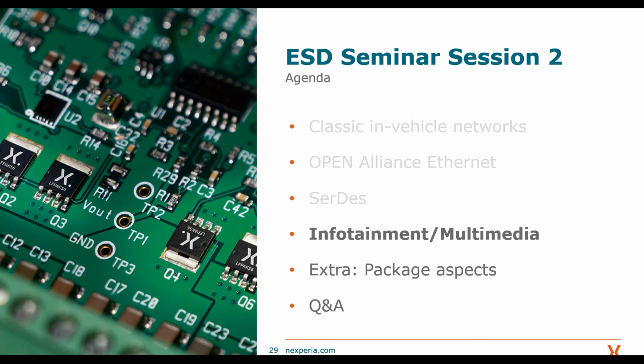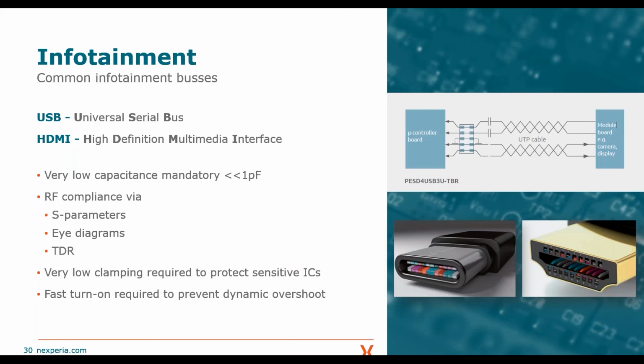Yeah, thanks, Andreas. So moving on then to the highest speed lines we have. So talking about 10 gigabits per second, or now even higher with USB 4. The most common ones are for sure USB and HDMI, and we will not focus so much on the usage of those buses, but again more on their requirements in terms of ESD protection.